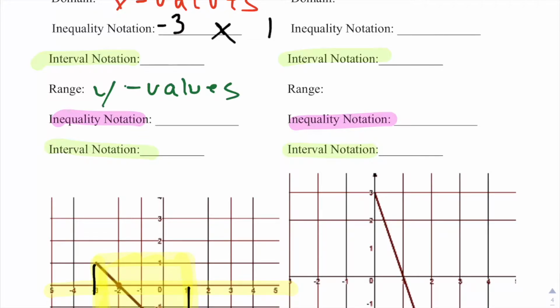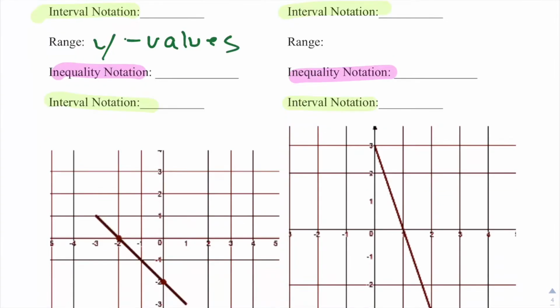But we know that x has to be greater than or equal to -3 because of where the line segment ends. There's nothing to the left of -3. And the line segment also ends at 1, so there's nothing to the right of 1. The x values have to be less than or equal to +1. Now I want to do the range values before I show you the interval notation.